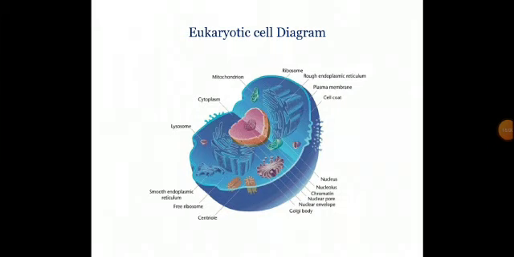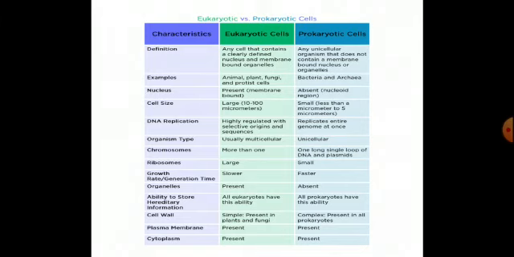Next thing, we have to differentiate the prokaryotic cell from the eukaryotic cell. In the definitions, the first characteristic feature is the definition. Any cell that contains a clearly defined nucleus with a membrane is a eukaryotic cell. In the case of the prokaryotic cell, which is unicellular, that is single-celled, it doesn't contain a developed nucleus and nuclear membrane. Examples for the eukaryotic cell are animal, plant, fungus and protista cells. Here, bacteria and archaea are prokaryotes.